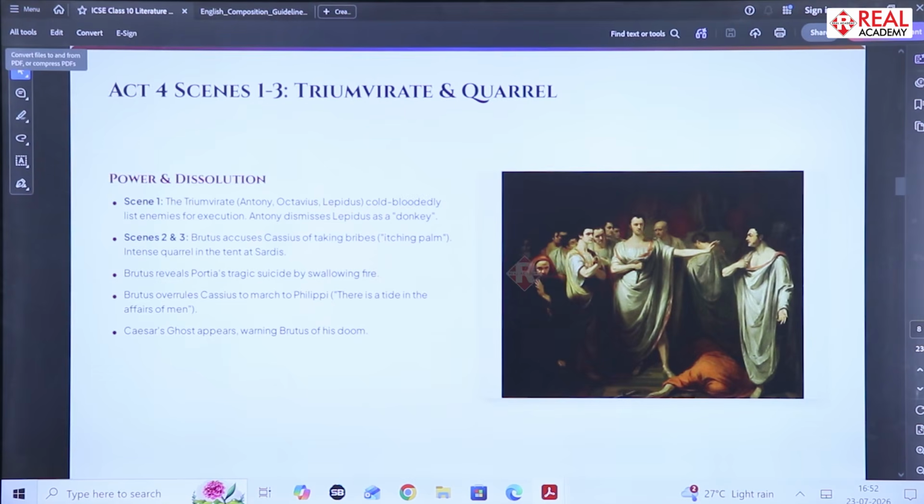The conversation then turns to military strategy. Brutus argues that they should march immediately to Philippi to confront Antony and Octavius before their enemies become stronger. Cassius initially disagrees, preferring to wait and let the enemy attack first. However, after listening to Brutus' reasoning, Cassius accepts Brutus' plan.